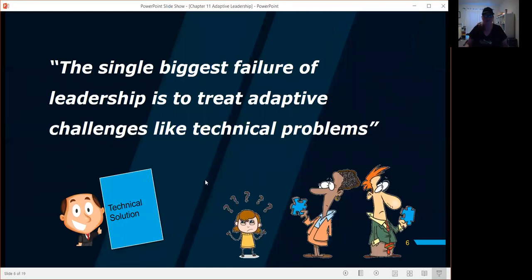So now one of the problems, though, that often happens in schools is that we have all of these adaptive challenges. And then what happens is oftentimes leadership will look at it and say, oh, here's this technical solution for this adaptive problem. And then we find that this really doesn't work and really isn't satisfying.